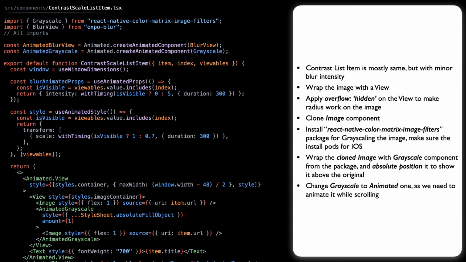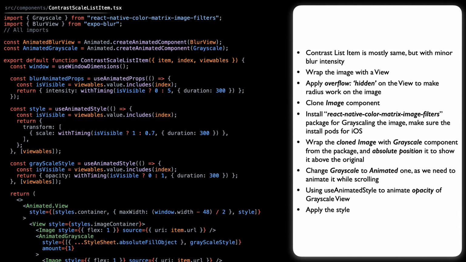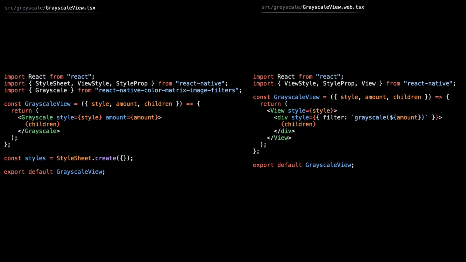So we're going to change it to animated and animate its opacity based on the item's visibility, same as we did for item scale and blur intensity. And finally apply the style. But the package used for image contrast has support only for Android and iOS, and if you want to also support web, we can use this, where it will use the plugin for mobile, but in case of web it will use the grayscale filter style.